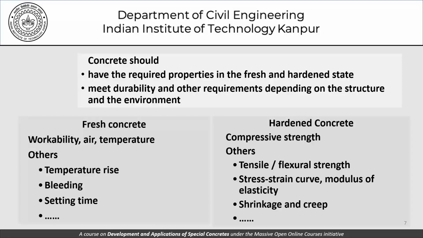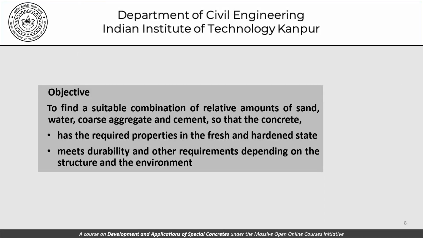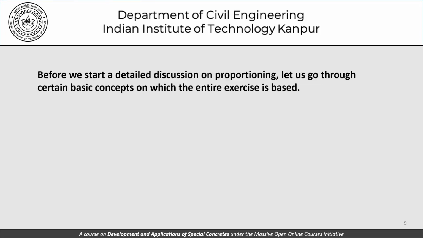Moving forward and coming to the idea of proportioning. What is the objective? The objective is to find a suitable combination of the relative amounts of sand, water, coarse aggregate, and cement, so that the concrete that we get from there has the required properties in the fresh state and the hardened state, and also meets the requirements for durability or any other requirements that the client or the environment or the construction may actually require.